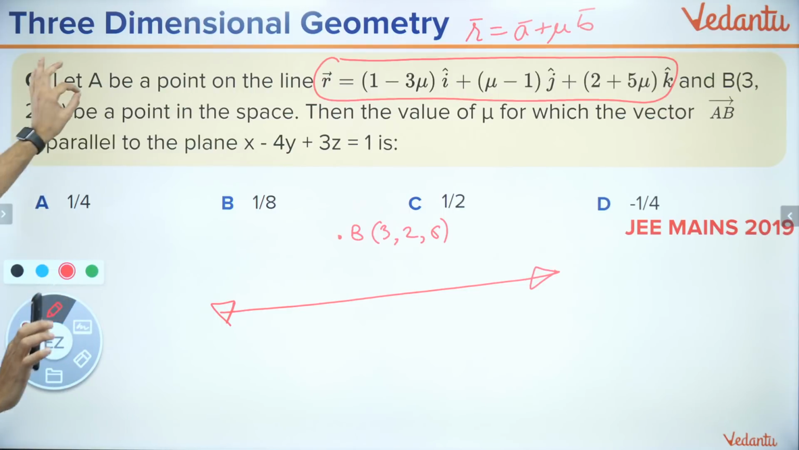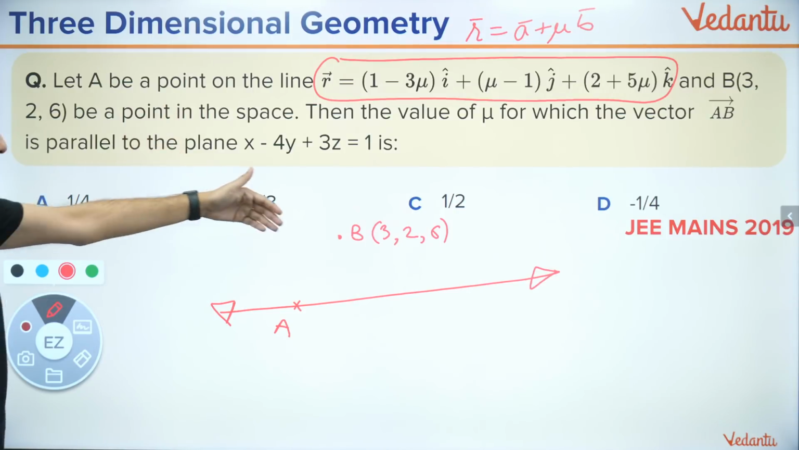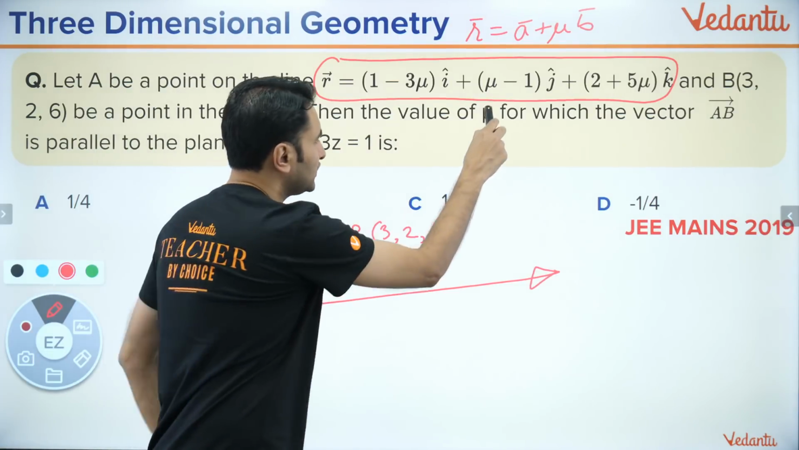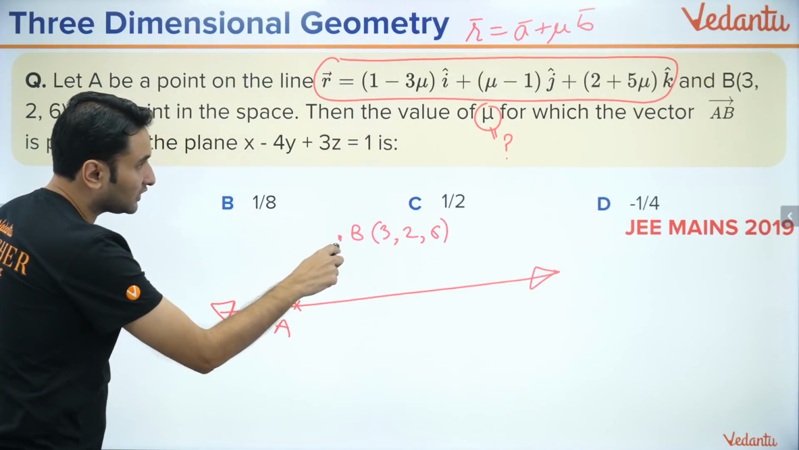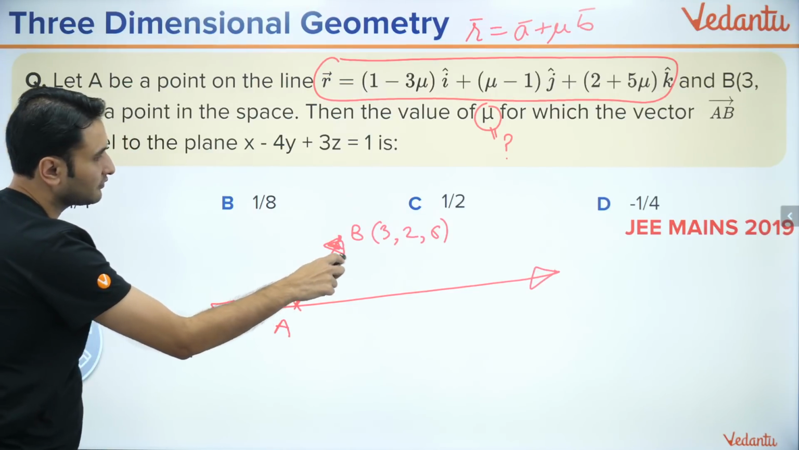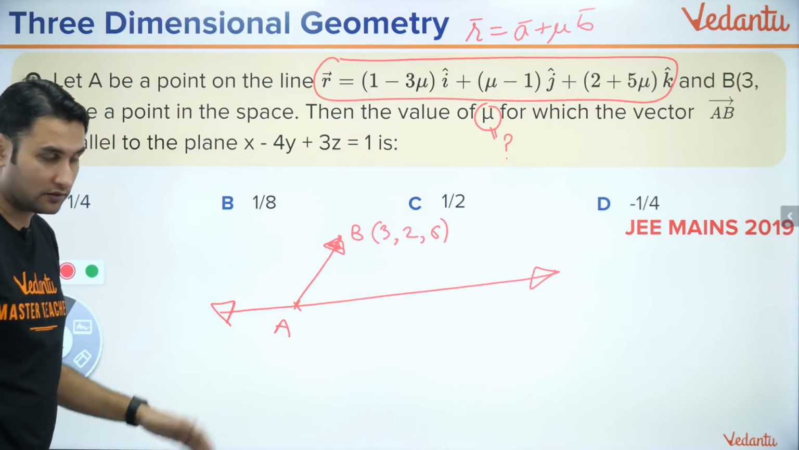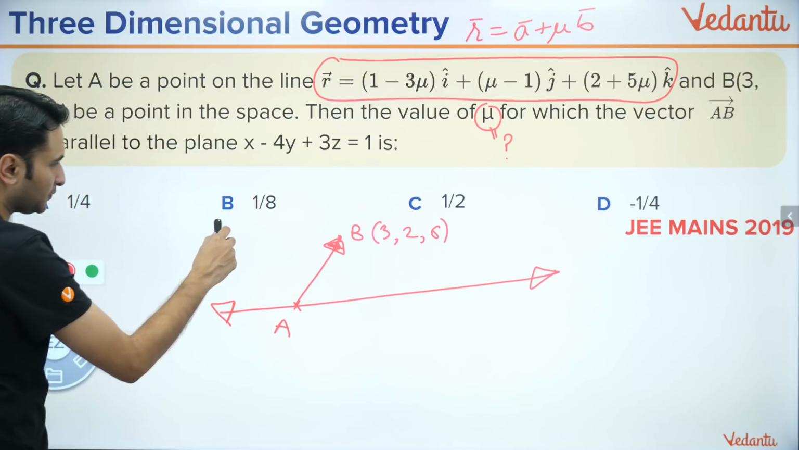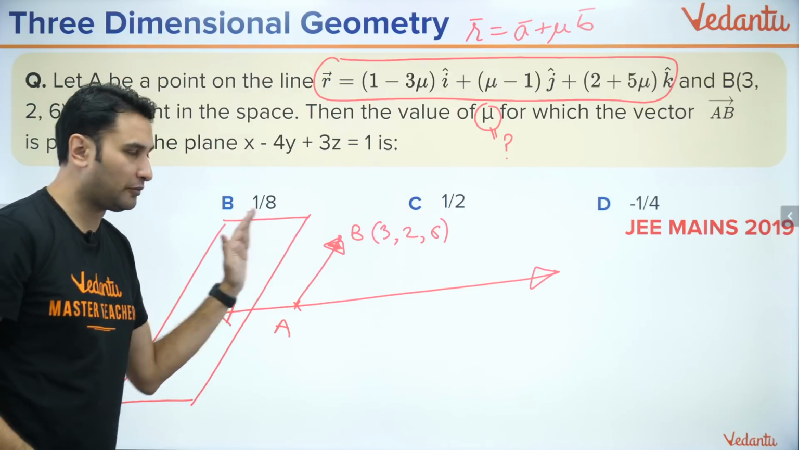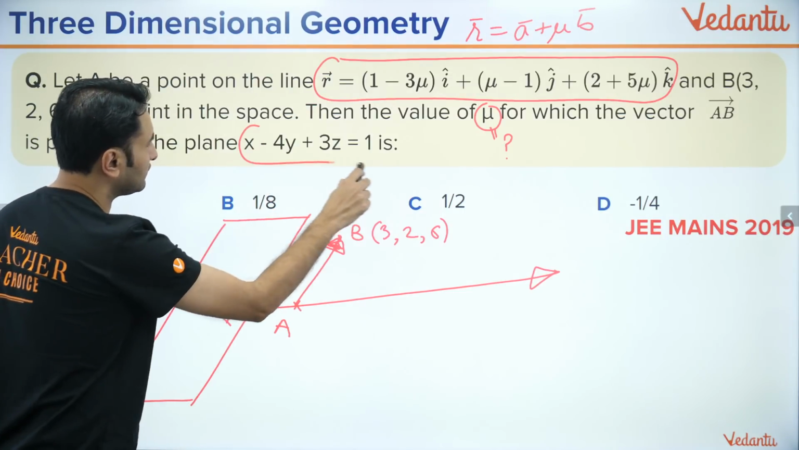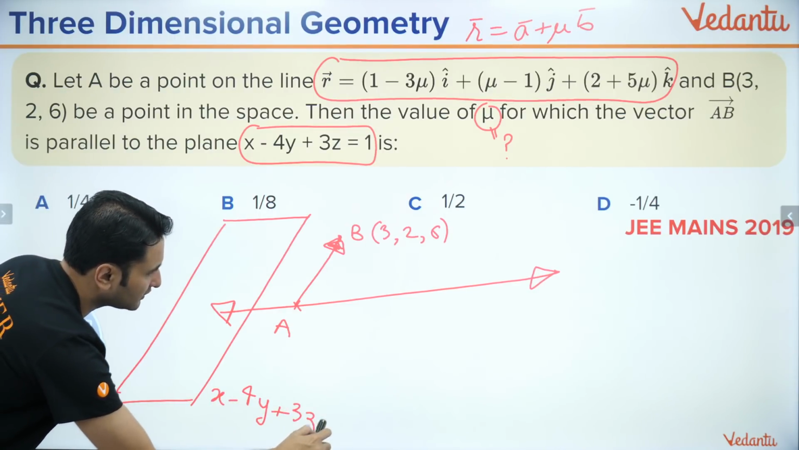A is a point on the line, and B is any point in the space. Then I want the value of mu for which the vector AB is parallel to the plane. So there is a plane to which AB is parallel, and the equation of the plane is given. What is the equation of the plane? It is x minus 4y plus 3z equals 1.